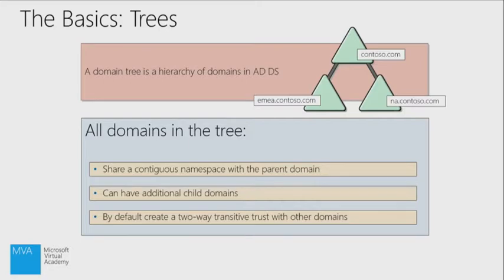By default, domains create a two-way transitive trust with other domains. We haven't talked about trusts yet. But what this tells us is that any resources in any of these domains can be accessed by accounts in those domains. I don't have to create anything, allow anything, or specifically designate that users in na.contoso.com can access resources in contoso.com. It's automatic.